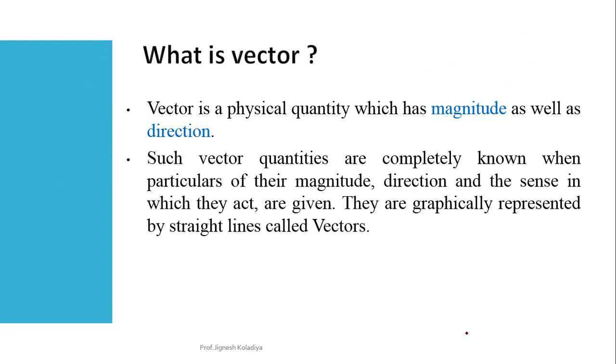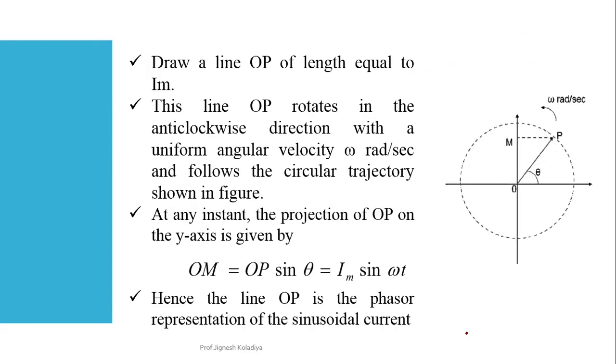The same thing is there. A vector is a physical quantity which has magnitude as well as direction. Such vector quantities are completely known when the particulars of their magnitude, direction, and the sense in which they act are given. They are graphically represented by a straight line, which is called a vector. So here you can see OP. This OP is one vector.